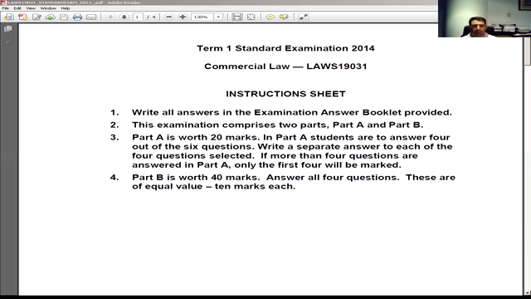Part A, you'll see, is worth 20 marks. In Part A, students are to answer 4 of the 6 questions. And of course, you write a separate answer as to each of those 4 questions selected. If you do more than 4 questions, it'll be only the first 4 that are marked. Part B is worth 40 marks. You have to answer all 4 of the questions in Part B. They are worth 10 marks each, whereas the Part A questions are worth 5 marks each.